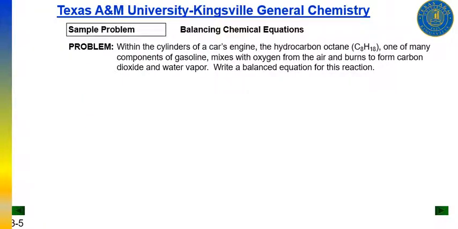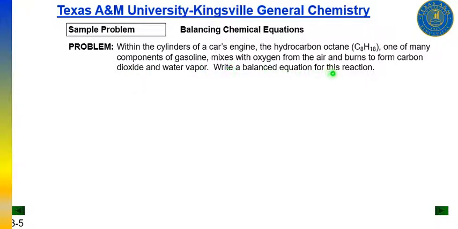Sample problem. Our problem is: within the cylinders of your car engine, the hydrocarbon octane, which has the formula C8H18, is one of the many components of your gasoline. In the car engine, the gasoline octane mixes with oxygen from the air and is burned to form carbon dioxide and water vapor.